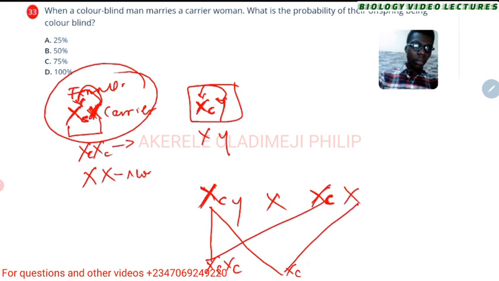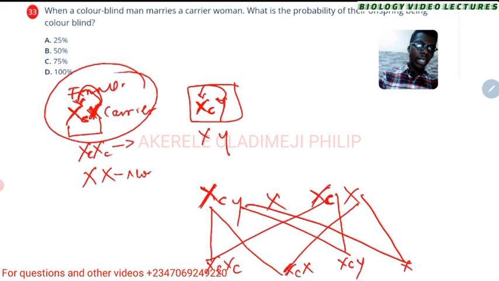And X, yes. So now let's cross this. It's going to be XCY, then XY alone. I decided to put X first just to make it easy. So if you look at this clearly, this is a girl or a female. It's another female. All right.